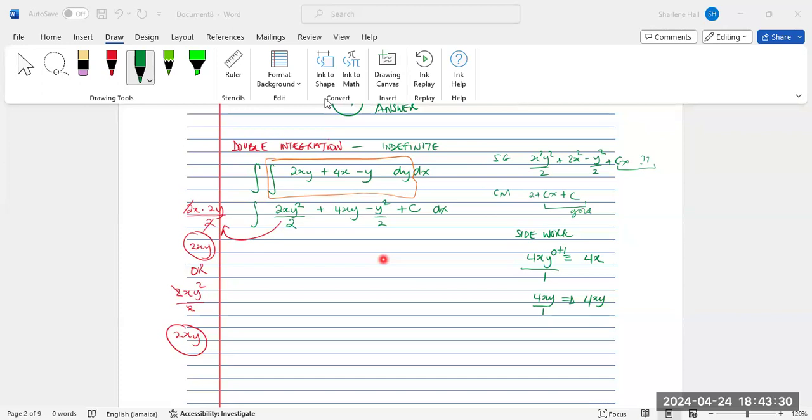All right, so I'm going to integrate now with respect to x. No, let me rewrite first.